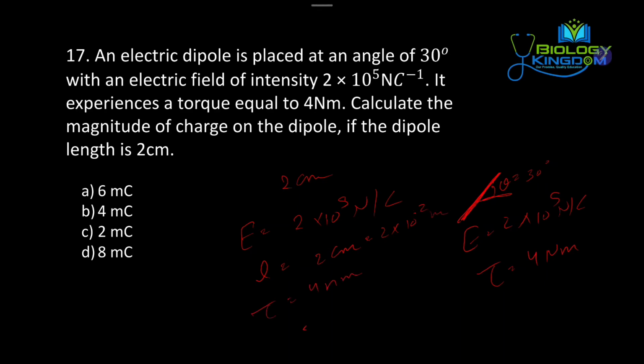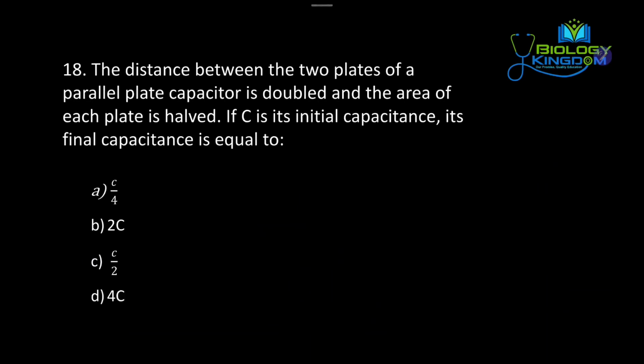And now torque is also given, 4 Nm. Now if we apply the formula, that is P E sine theta. So the value of P is Q into L, that is 2 into 10 raised to power minus 2, and value of E is 2 into 10 raised to power 5, and sine 30 is 1 by 2, and the value of tau is 4. So on solving, we will get the value of charge as 2 millicoulomb. We have already solved this question, so I solved it again for your convenience.